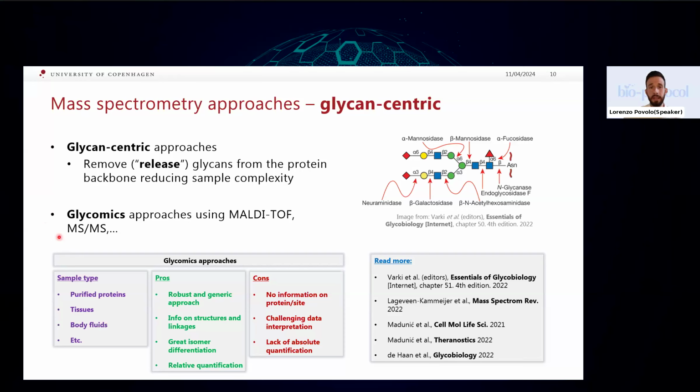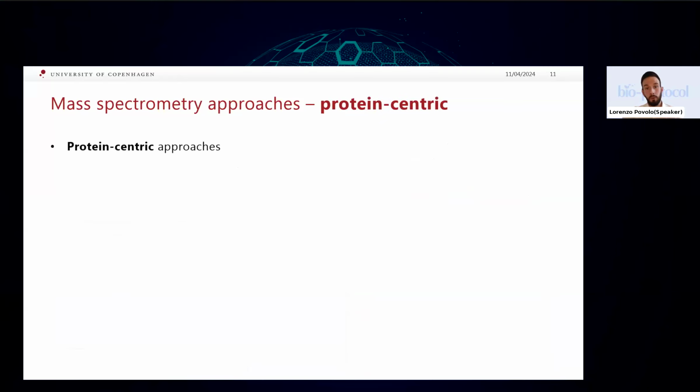But generally speaking, glycomics approaches are really robust approaches that give great information on the structures and the linkages of the glycans. Although they come with the limitation that there is no information on the protein and the site from which the glycans are coming from. For these other mass spectrometry approaches, more protein-centric approaches have been developed in order to try to understand glycans in the context of the protein backbone.